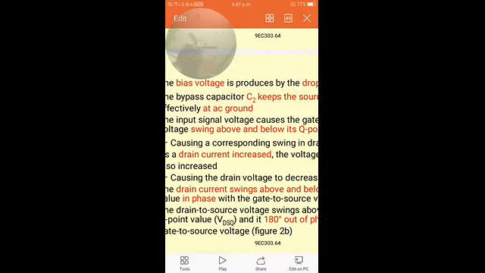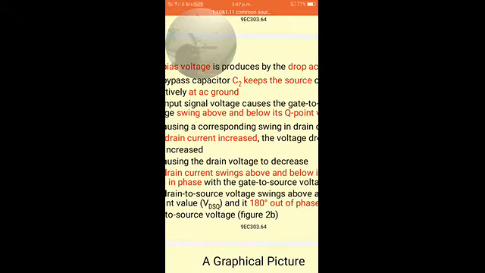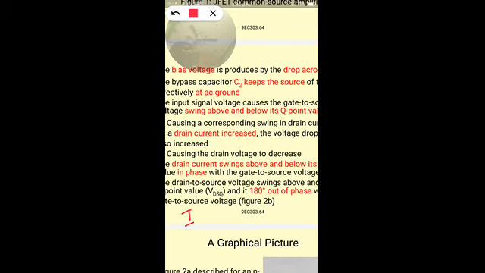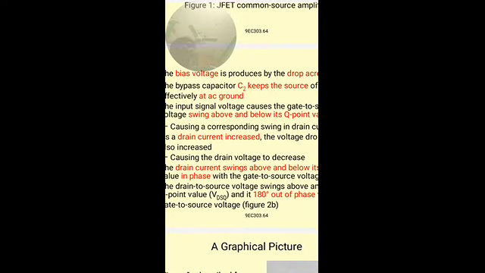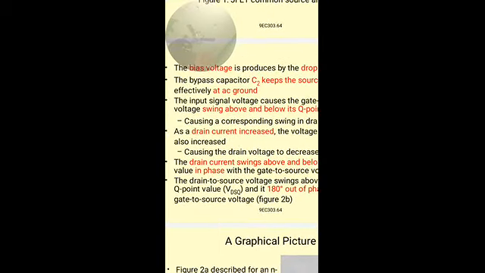So this will cause a corresponding swing in the drain current, because the drain current ID depends on the VGS. ID is equal to gm VGS. So since there is a change in the gate to source voltage with the application of the input signal, the ID also changes, causing the corresponding swing in the drain current.